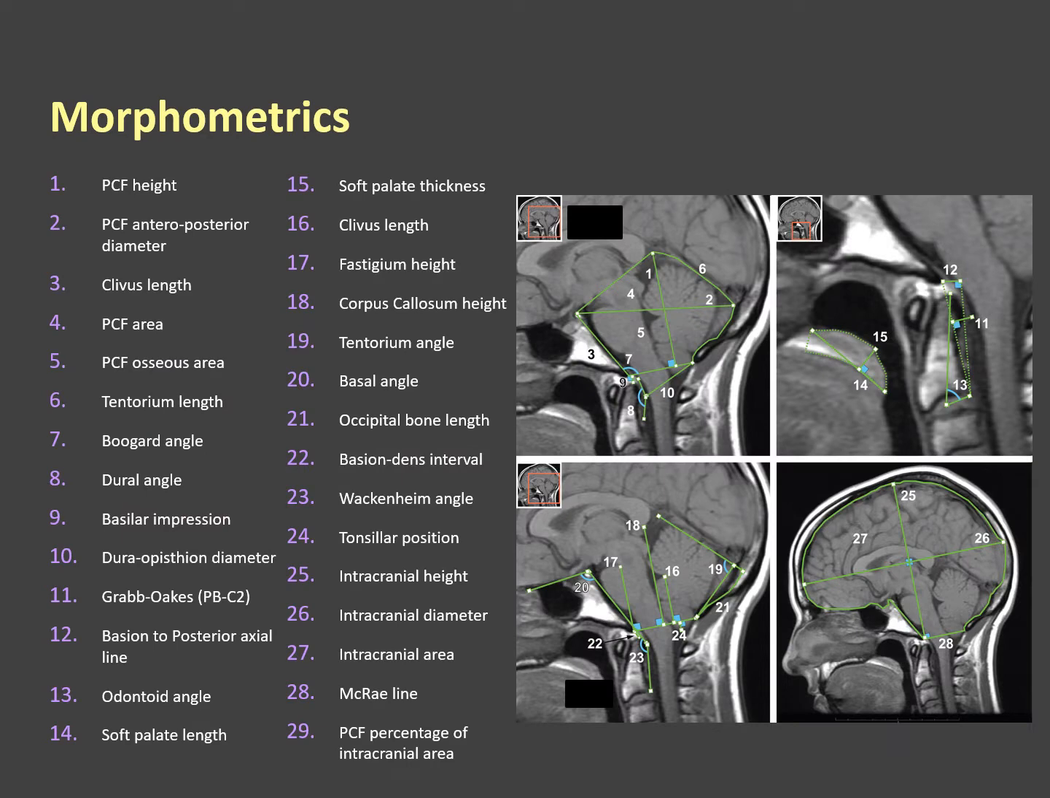We have studied many different morphological aspects of the brain, spinal canal, and various structures. I'm not going to go through all of them here, but you see a large number of them listed. But I am going to describe the basic overview of the results that we found.